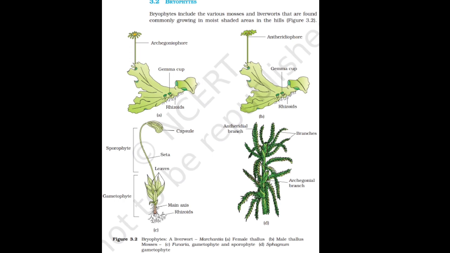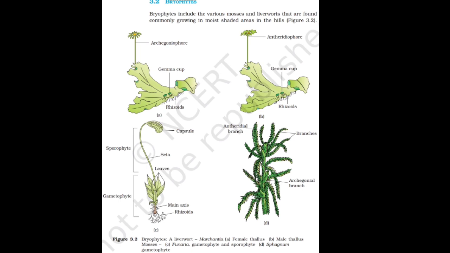Sphagnum gametophyte. Diagram of female thallus: this is the archegoniophore. Gemma cup: this is rhizoids. Diagram of male thallus: this is the antheridiophore. This is the gemma cup and rhizoids. Diagram of Funaria: gametophyte, sporophyte, capsule, seta, leaves.